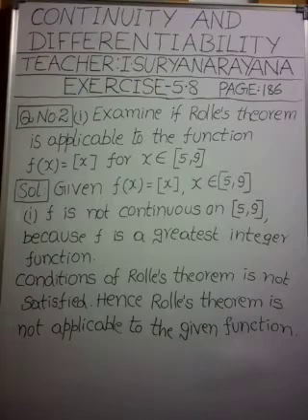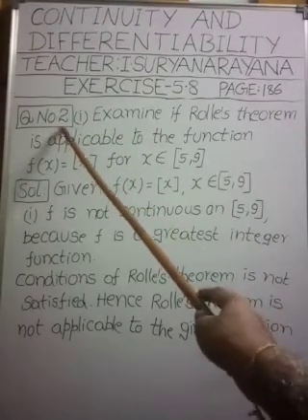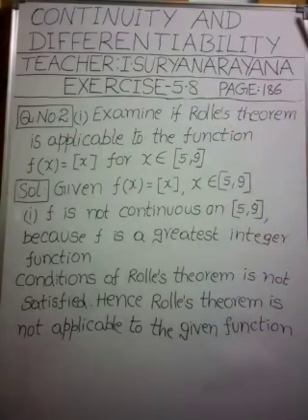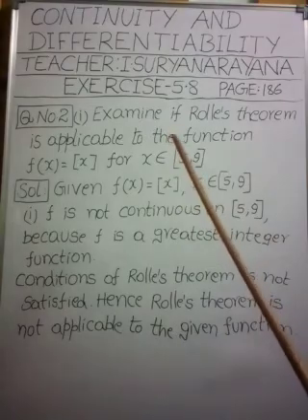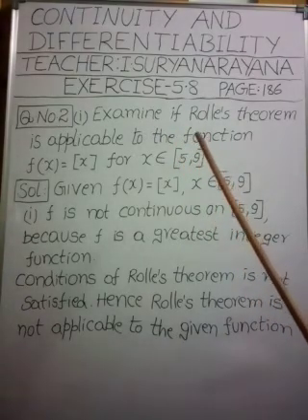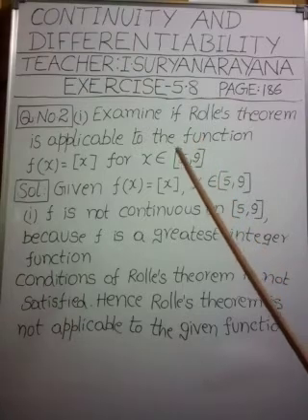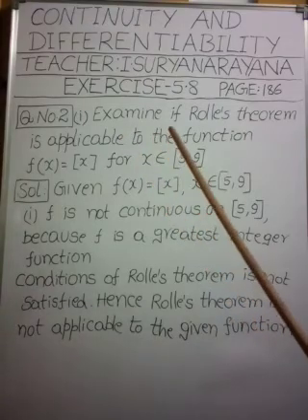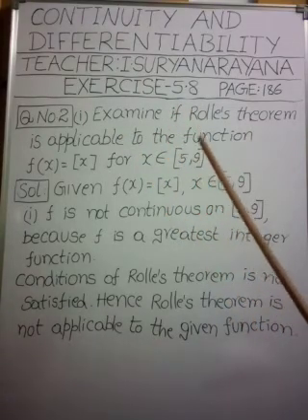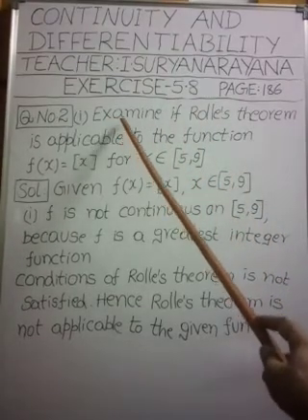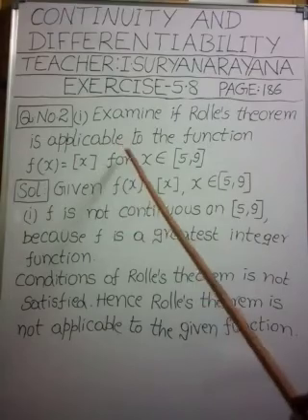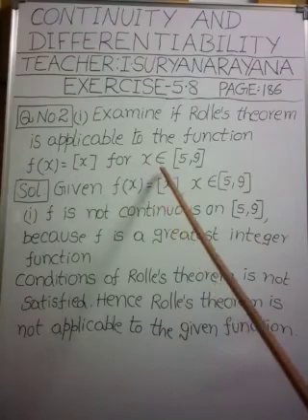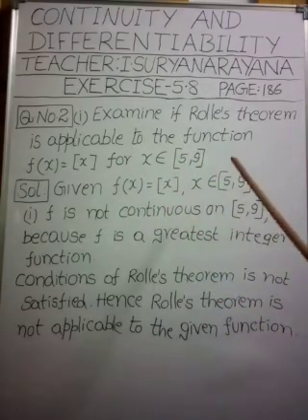Now come to question number 2. In this Roman number 2, there are 3 parts in this question. I am explaining the first part of this question. Will you try the remaining 2 questions yourself, my children? See the first part. Examine if Rolle's theorem is applicable to the function f of x is equal to [x] for x belonging to the closed interval [5, 9].